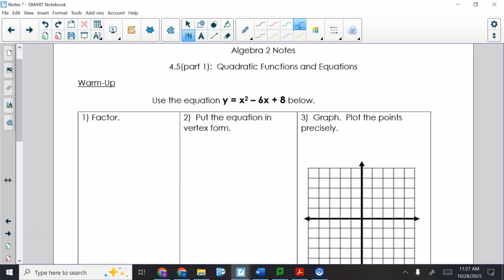First of all, factor it. So think of it as x squared minus 6x plus 8, and then break it down and factor it. Then we're going to put it into vertex form. This is what we did at the beginning of the chapter, that h equals negative b over 2a.